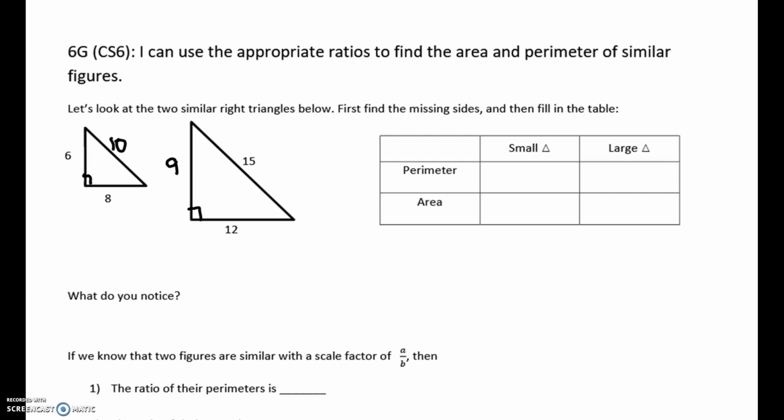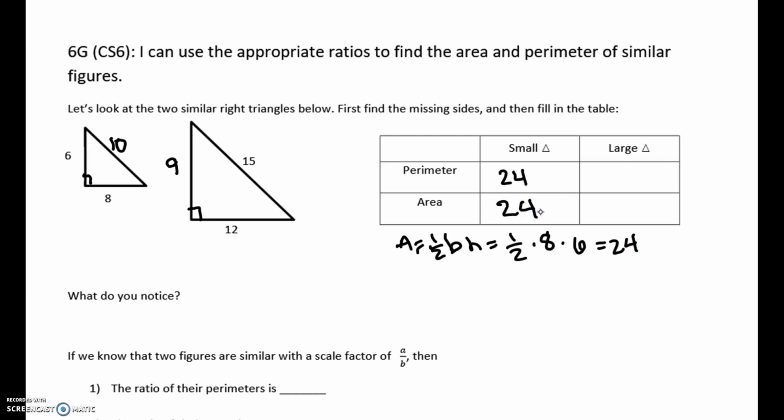Now let's take a look at our smaller triangle. These are right triangles, so I added our right angle into the corner, and my perimeter of the smaller triangle is going to be 24, while my area, which again is 1/2 base times height, is going to be 1/2 base of 8, height of 6, that ends up being 24, so 24.